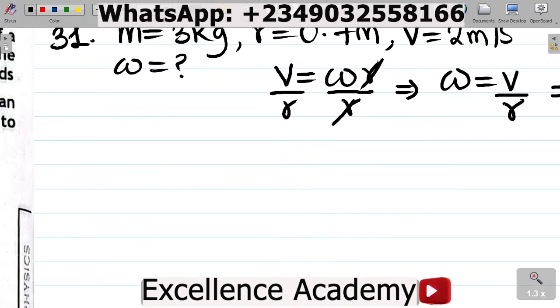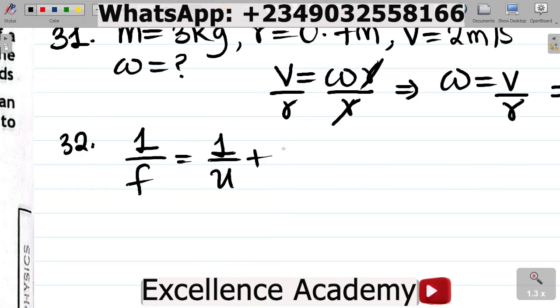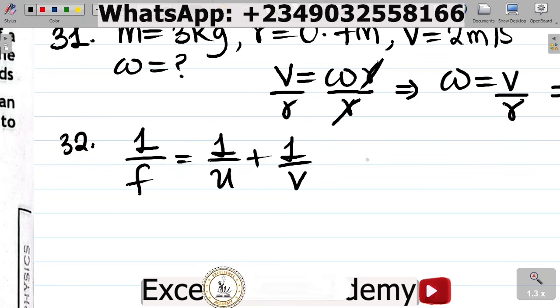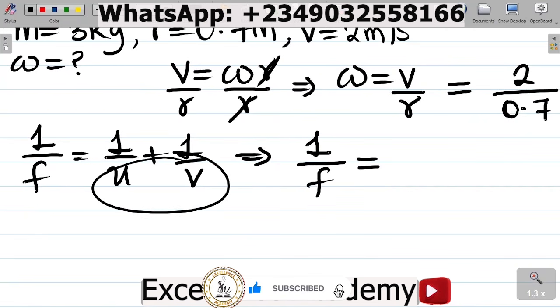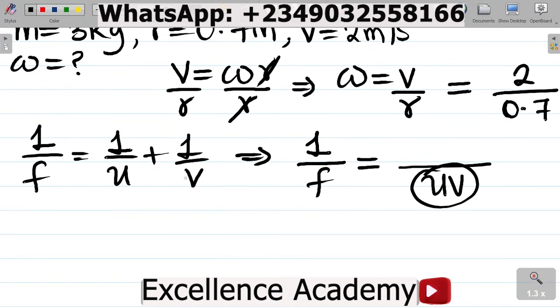So from question 32, you have the mirror formula as 1 over F is equal to 1 over U plus 1 over V. Here's your mirror formula. If we work on this, we'll have 1 all over F is equal to, for these two, we'll take the LCM. The LCM is obviously UV, right? UV divided by U gives you V. V times numerator 1 gives you V. Then UV divided by V gives you U. U times numerator 1 gives you U.